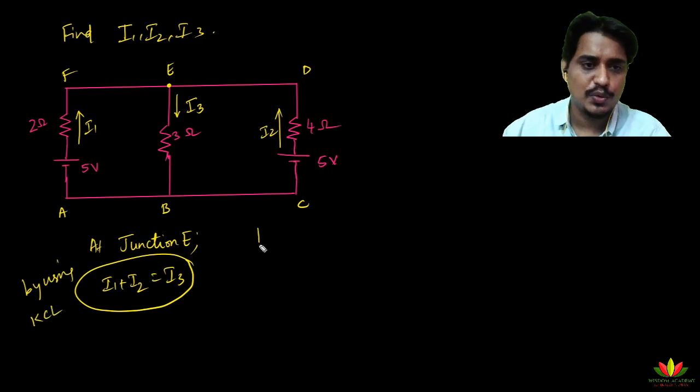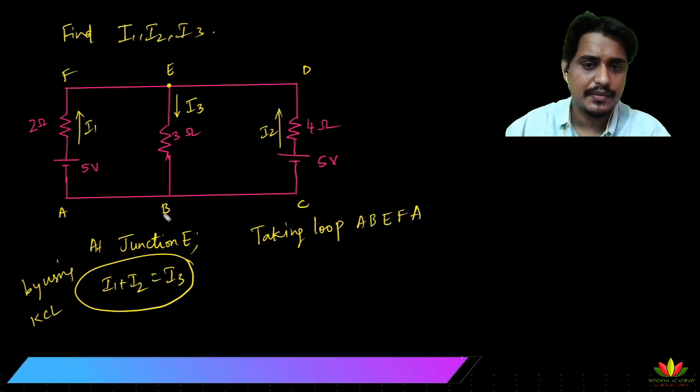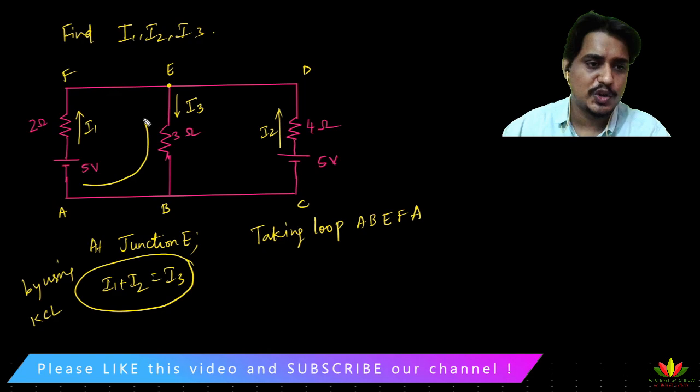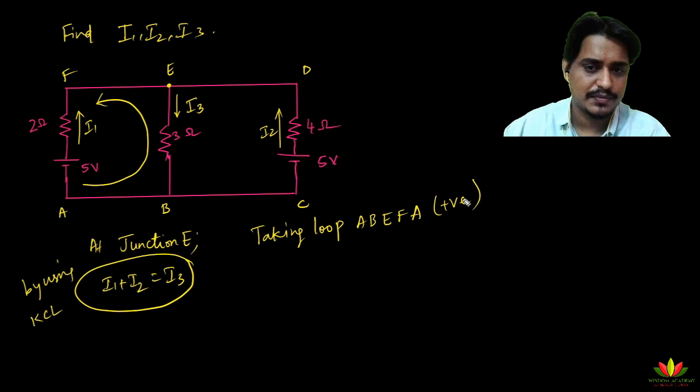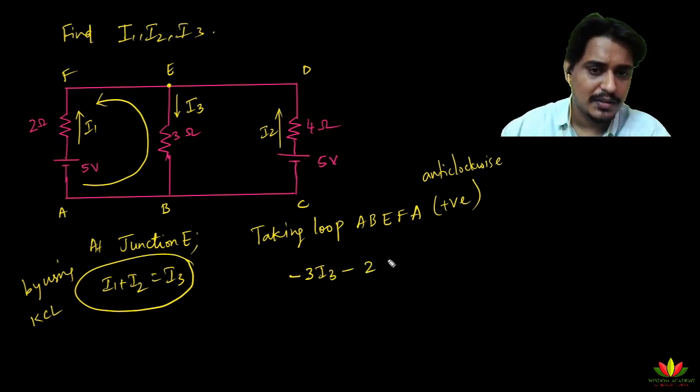I will take loop A, B, E, F, A, like this, and that anti-clockwise loop I'm taking as positive. So I have taken anti-clockwise as positive. Now let us write what are the EMFs coming. See here, when you go here, I3 is coming, 3I3, but it is in the opposite direction. So minus 3I3. If you go here, again it is in the opposite direction, minus 2I1, that is equal to, I am going from positive to negative, again minus, so minus 5.